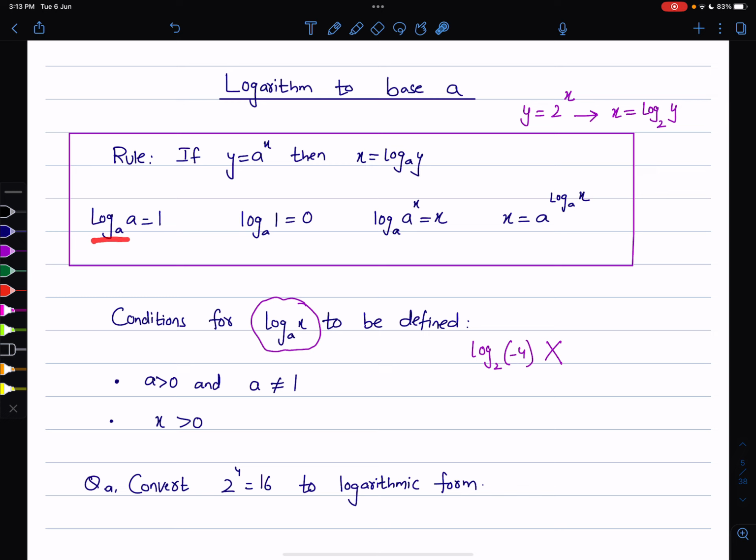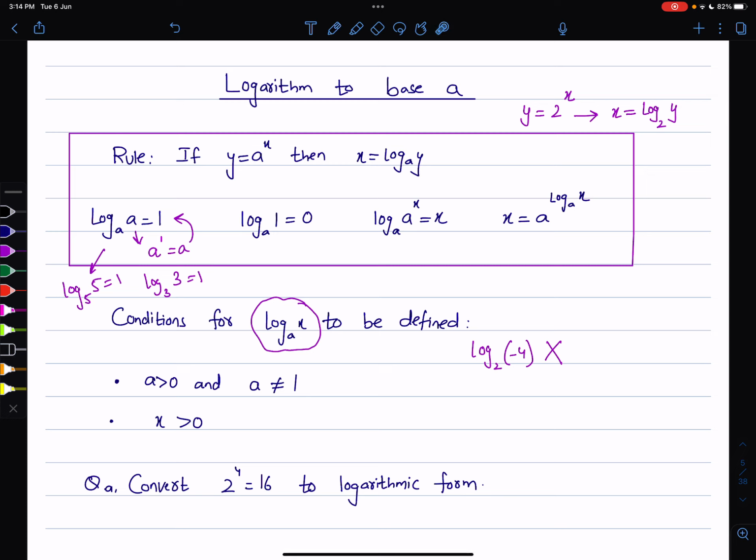Log a of a is 1. If we convert this into exponential form, the base is a to the power of 1. A, which is the base, to the power of 1 is equal to a. And if we convert this into the log form, then log to the base a of a is 1. That's the rule. So for example, log to the base 5 of 5 is also 1. Log to the base 3 of 3 is also 1.